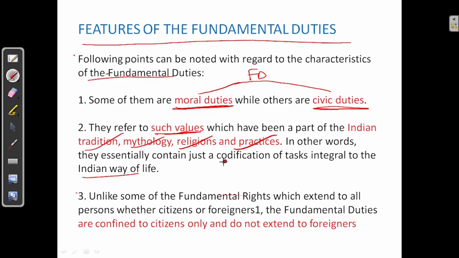Okay, they codified the tasks integral to the Indian way of life. Next, unlike some of the fundamental rights which extend to all persons, whether citizens or foreigners, the fundamental duties are confined only to citizens, okay, not to foreigners.